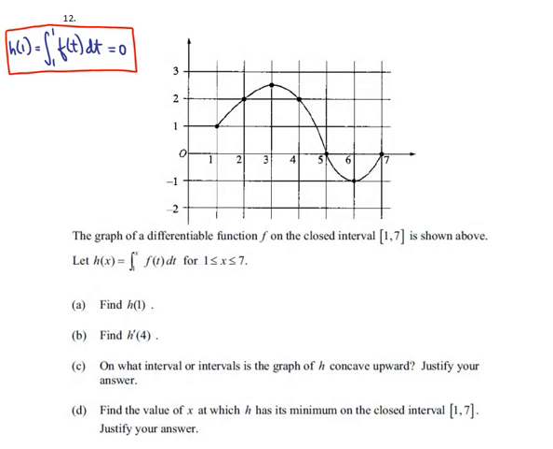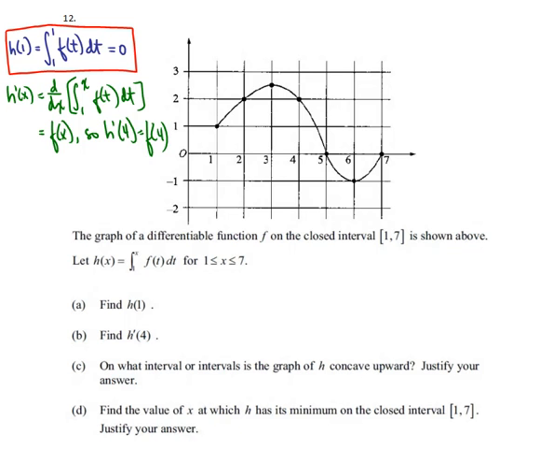Now h prime of 4, and the derivative of h then by the fundamental theorem of calculus is the derivative of this integral defined function from 1 to x of f of t dt. And we know by the fundamental theorem that that is just f of x. And so therefore h prime of 4 is really just f of 4, which is 2. And so that's our answer for B.